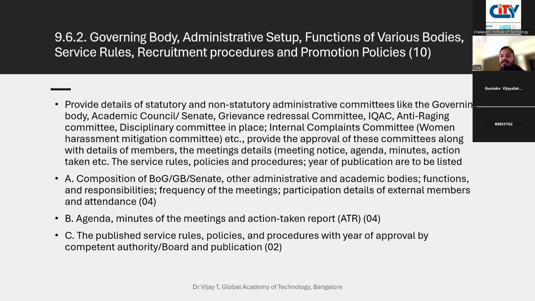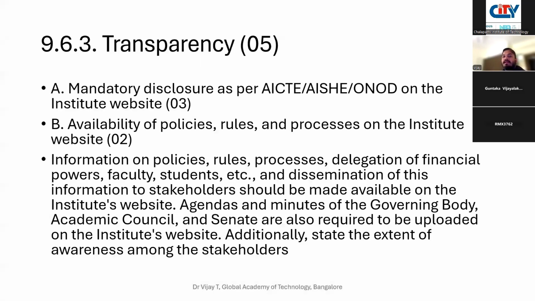So HR has to maintain all the aspects with respect to 10 marks of 9.6.2. Then the transparency, mandatory disclosure of AICTE, ISHE, ONOD on the institution website. Availability of policy, rules, and processes on the institution website has to be mandatorily available. So all these mandatory disclosures should be there on the website.